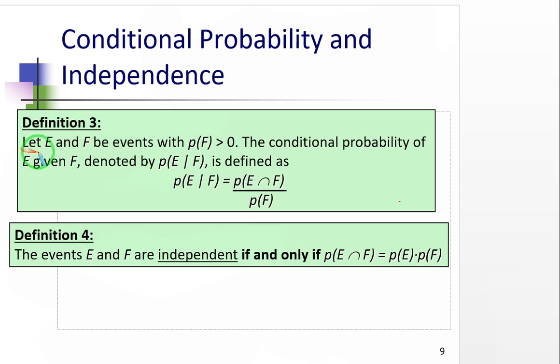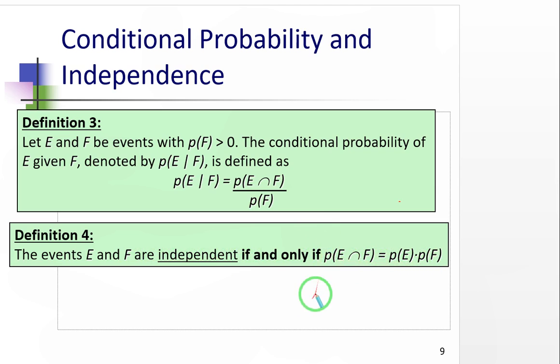Coming to the conditional probability and independence. So definition again, let E and F be events with probability of F greater than 0. The conditional probability of E given F is denoted by this formula: P of E given F, which is P of E intersection F divided by P of F. This is basically the formula, and how we can solve it I will show you later on. Then another definition is that events E and F are independent if and only if P of E intersection F is equal to this one.